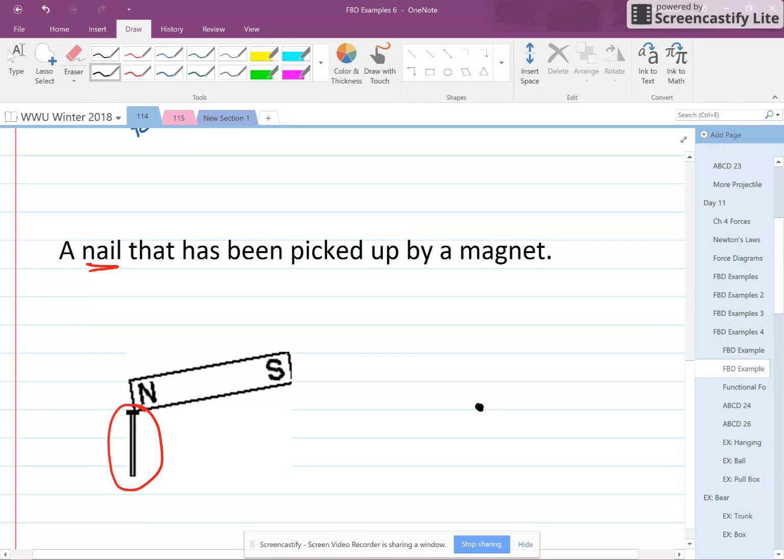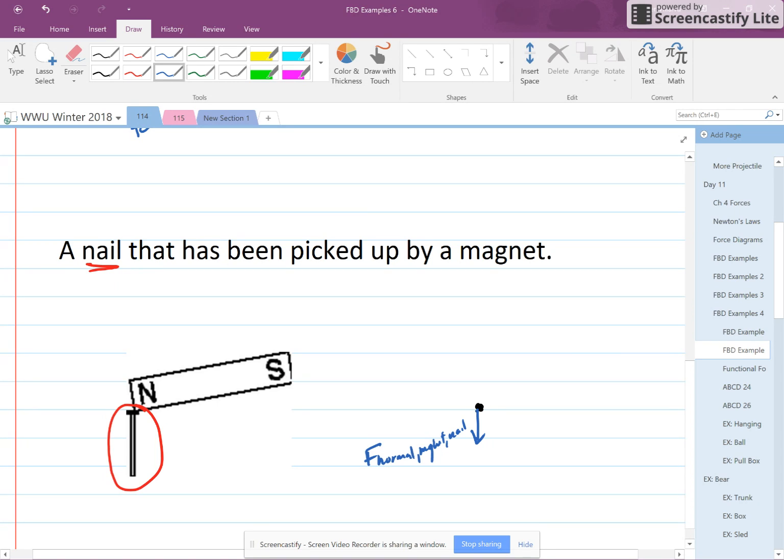So there's actually two pieces there that become important. There's actual contact between the nail and the magnet, which means that there should be a normal force. And this will be a little weird because it's actually that normal force is going down. It's from the magnet on the nail.